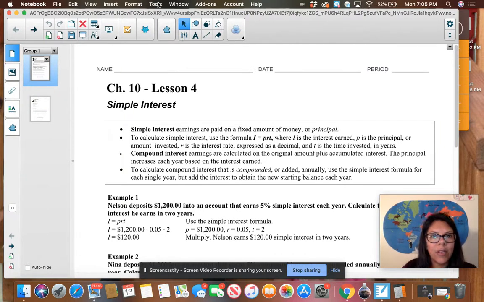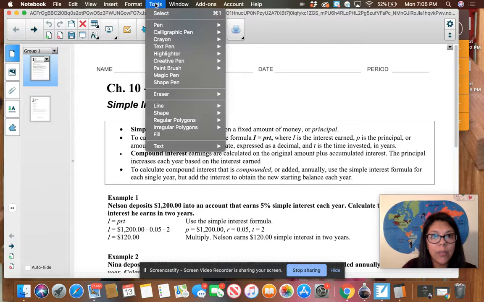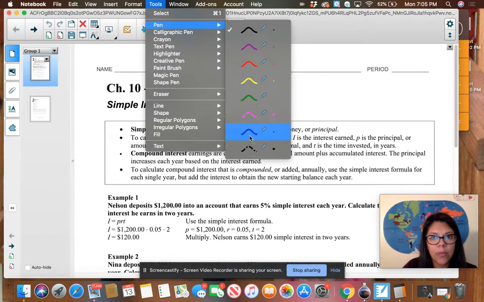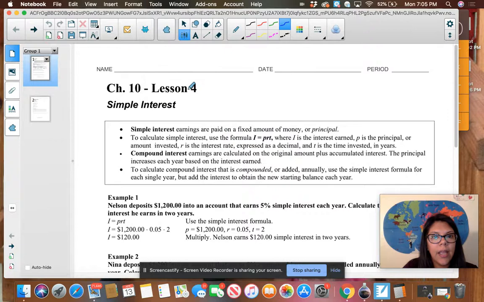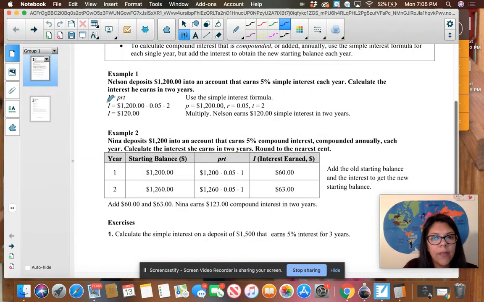Today we are working on simple interest. Let me just pull up my pen. We are working with this formula right here: I equals P times R times T. P is your principal, in this example 1,200. R is your rate, that's always the percent. And T is the time, and in this case it's going to be just 1 year.